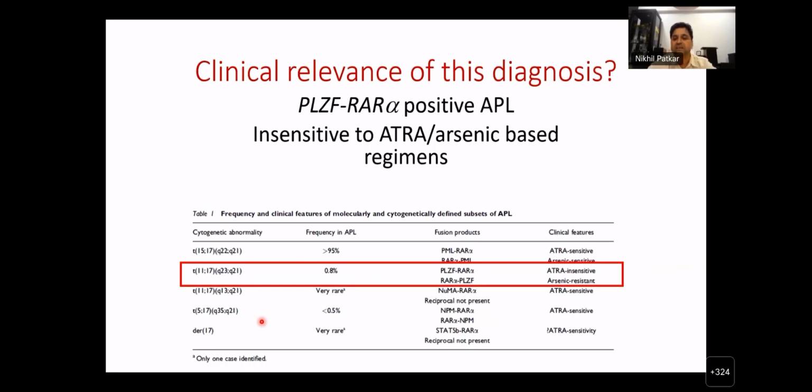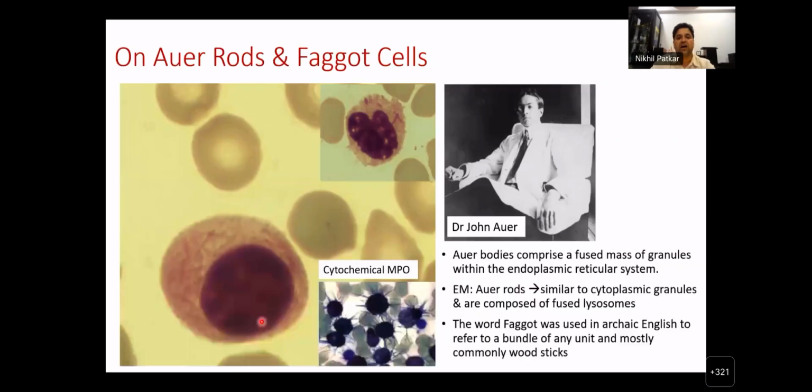Why should you know about this? Because this particular type of APML does not respond to ATRA or arsenic-based therapy. It will respond only to AML-like treatment, and it is a bad disease to have.